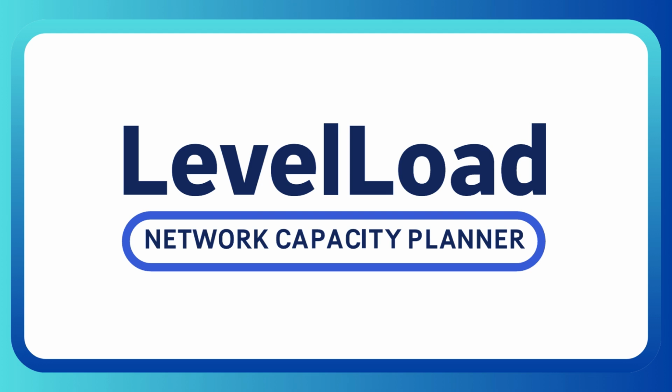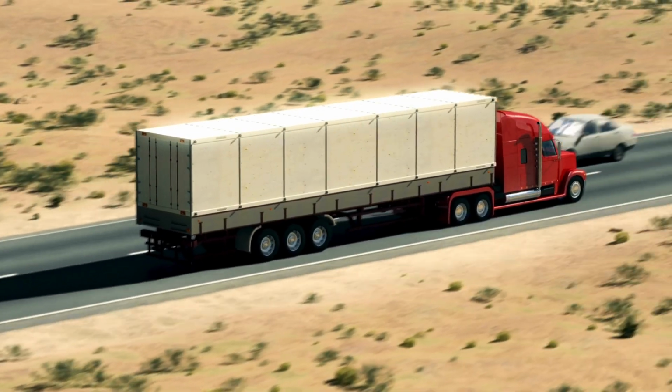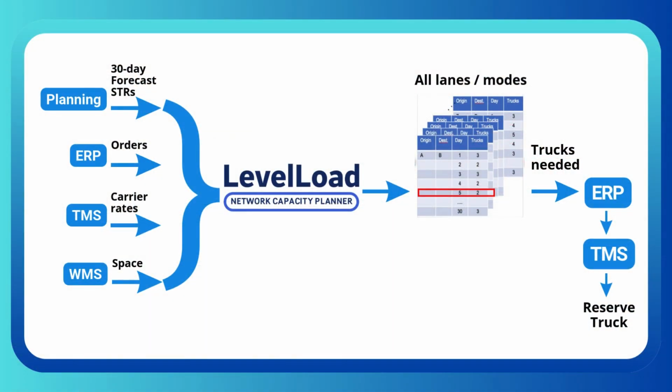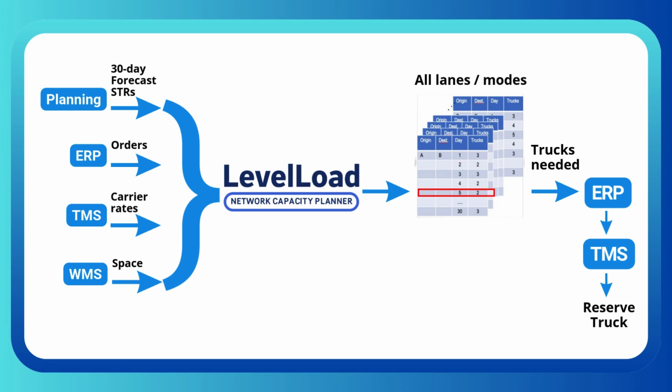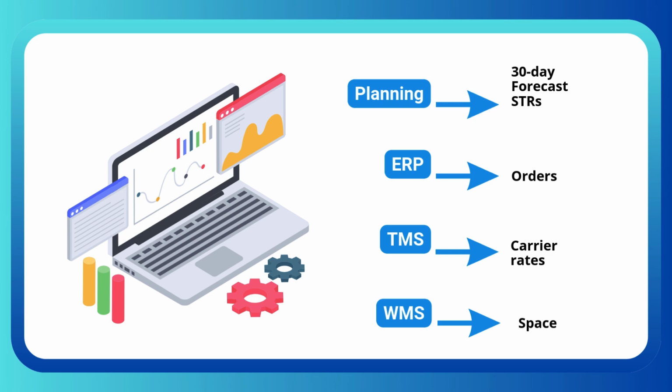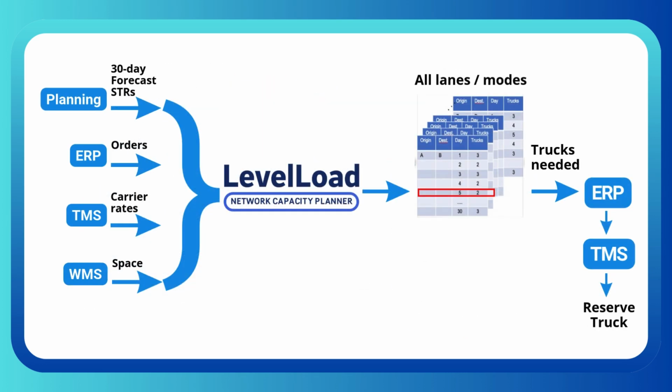LevelLoad is a digital twin of the supply network. It creates a 30-day plan that works inside the network's capability to execute. First, data synthesis. LevelLoad gathers data from a variety of planning and execution systems and combines it with known capabilities for both carriers and warehouses.